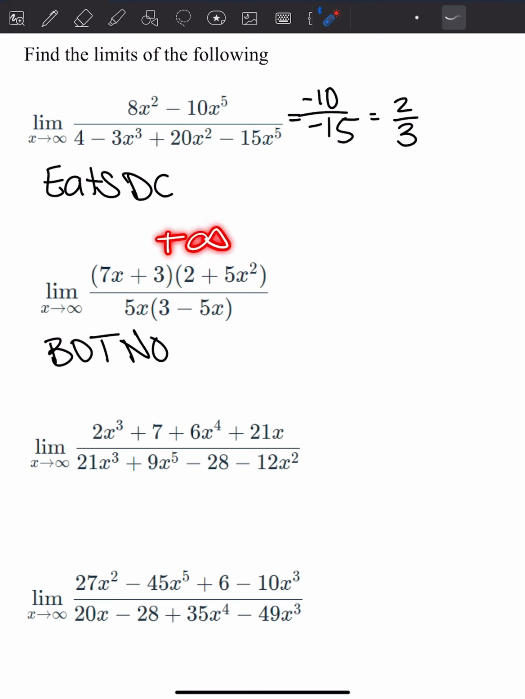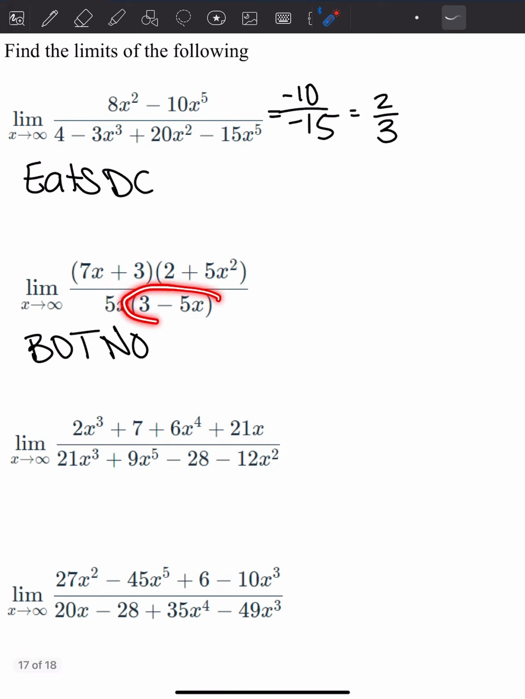On the other hand, when we look at the bottom, this is going to go towards positive infinity because there is nothing with it but a positive 5. And 3 minus 5x. Well, 3 is not a very big number, so if I am subtracting a ridiculously large number from it, then I know that this piece right here is going to be negative. It's going towards negative infinity. So because I have a positive infinity on top and a negative on bottom, I know that these are going to be going towards negative infinity.